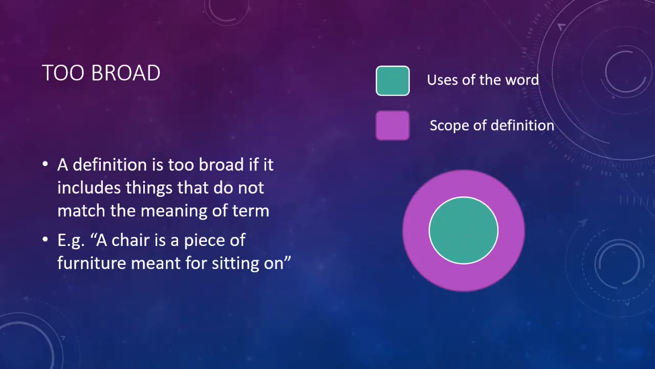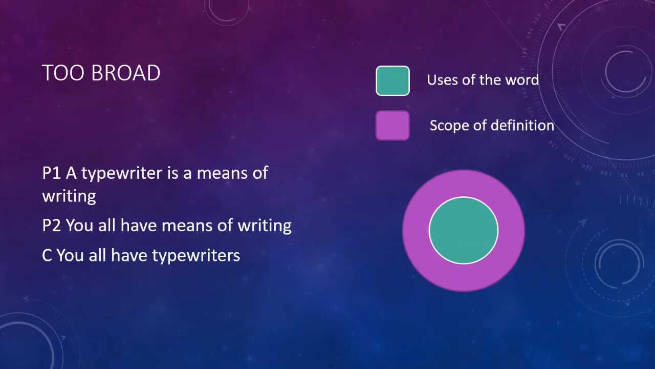Yeah? Okay. And of course, if you have too broad of a definition, you can make bad inferences. So a typewriter is a means of writing. There's a definition for you. It's far too broad because lots of things are means of writing but are not typewriters. So you all have means of writing, I take it. Therefore, you all have typewriters.